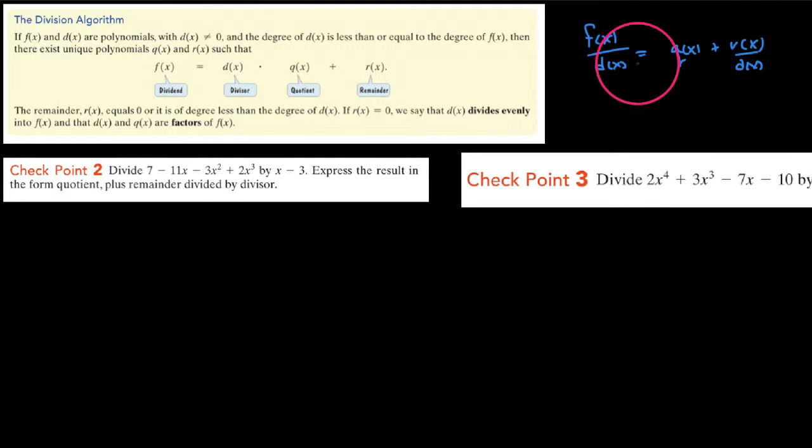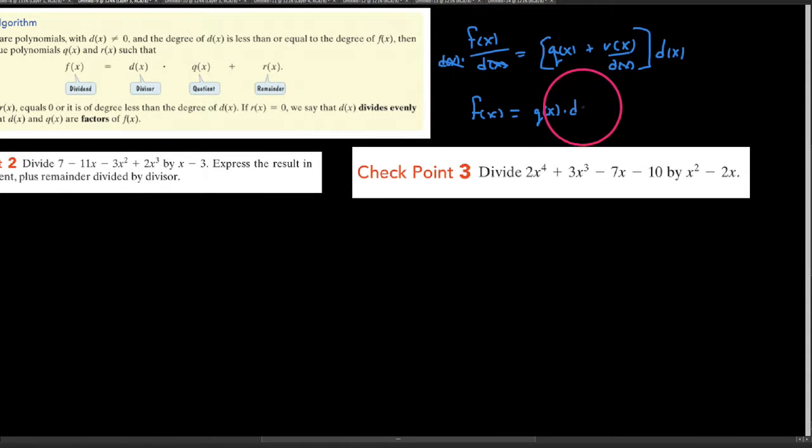If we take both sides of this equation times d of x, the divisor, we end up with a statement that says f of x, the original polynomial, is the same thing as what you got when you divided it by the divisor, times the divisor again, and then these would cancel out, plus the remainder expression right here.